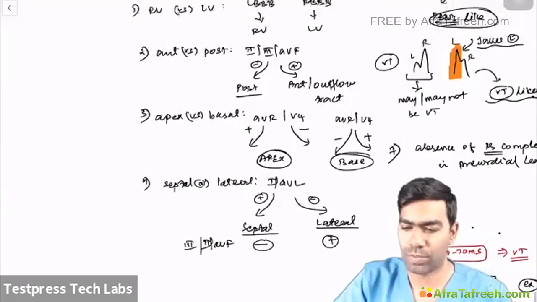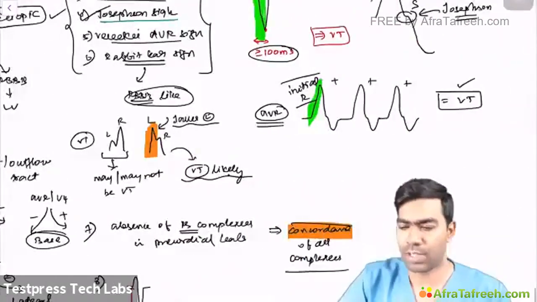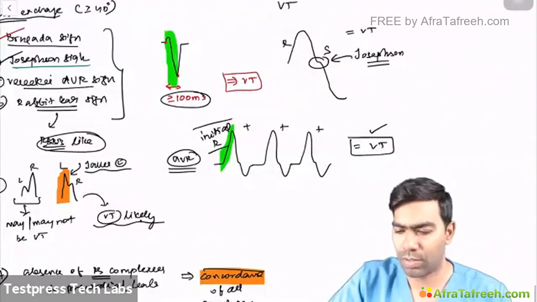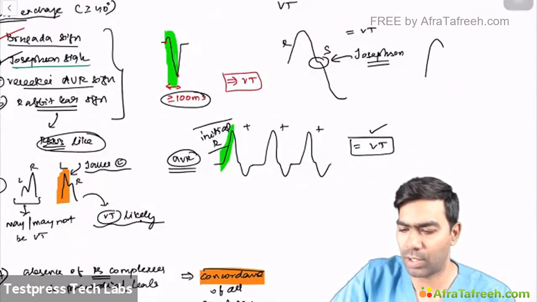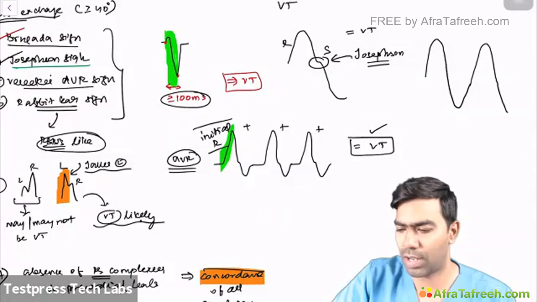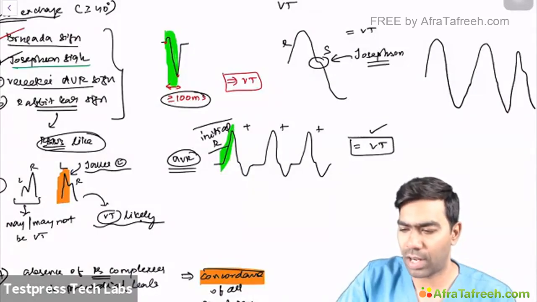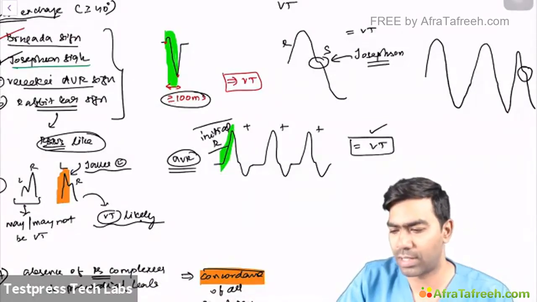Oh, sorry, Josephson. I thought the Brugada sign. Josephson sign, you're talking about notching. No, in the sense, Josephson sign is you have an RS complex like this. You're having an RS complex, and if you have a notch like this in the beginning.